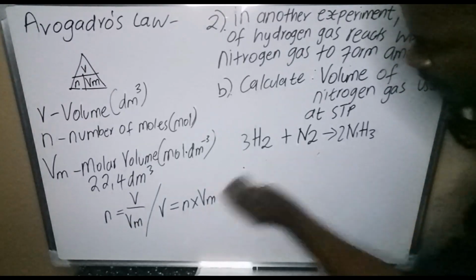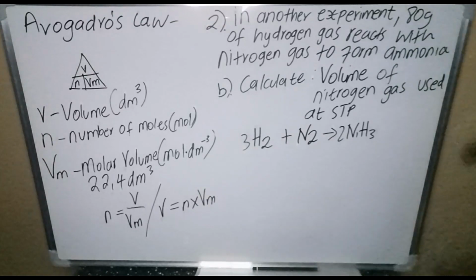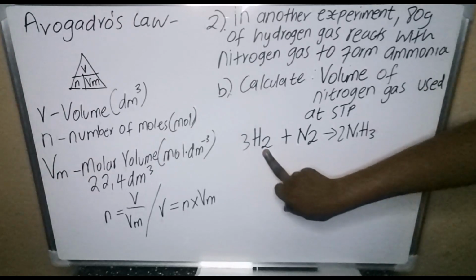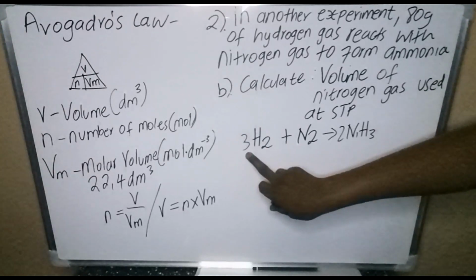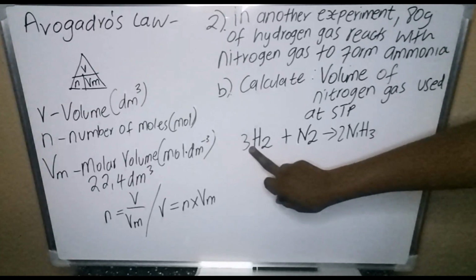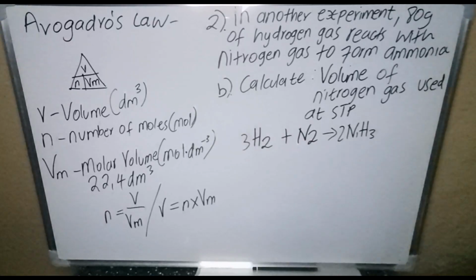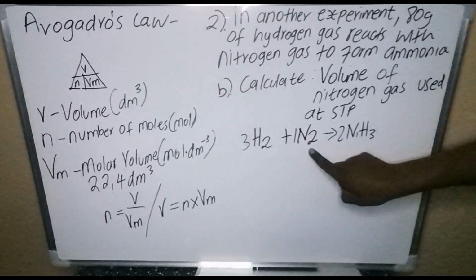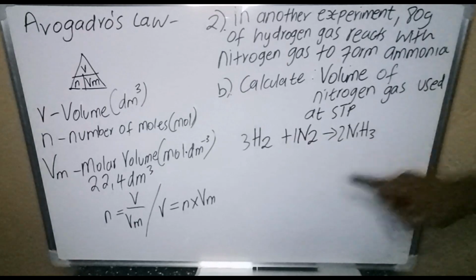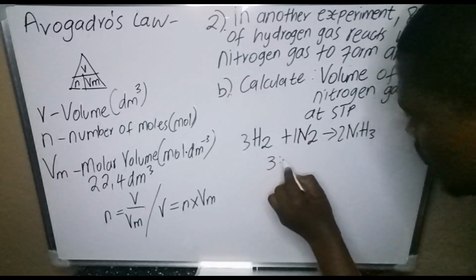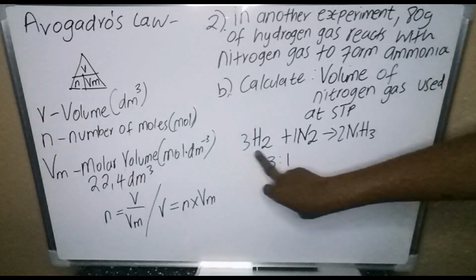Yes. Now, we're not done. Our aim is to find the number of moles for nitrogen gas, and you're going to use the ratio. How do you use the ratio? Remember, we have 3 ratios of hydrogen gas, which means you look at the value in front of hydrogen gas, and you've got 1 for nitrogen gas. So now it's 3 is to 1. Here is a ratio, 3 is to 1.